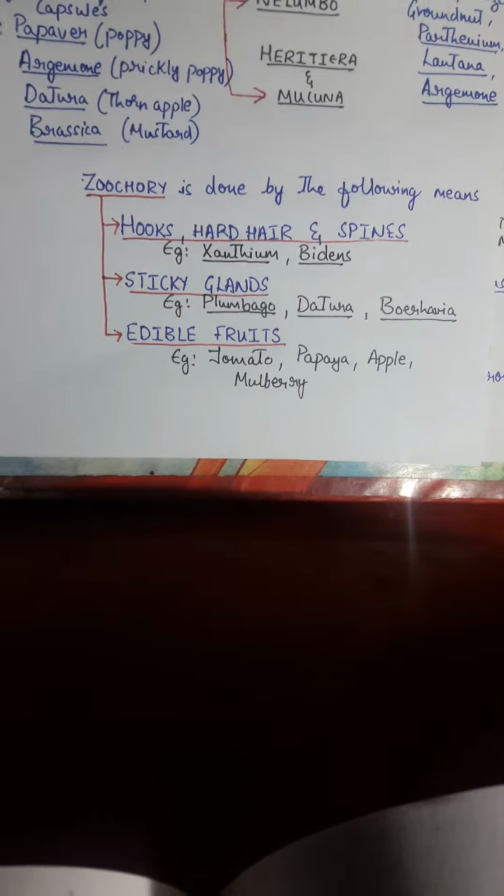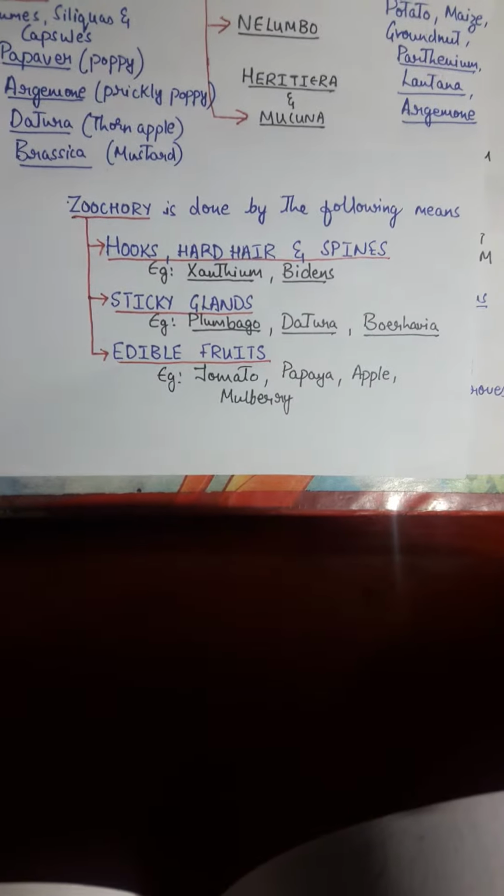So whenever we are passing through these vegetation, they stick onto our clothes or to the fur of the animals, and they bring about the dispersal of the fruits or seeds through the means of hooks, hard hair and spines, which are noticed in xanthium and bidens, which is also called beggar's sticks.